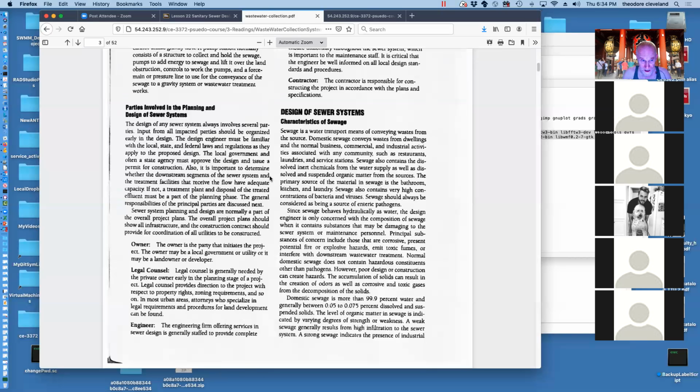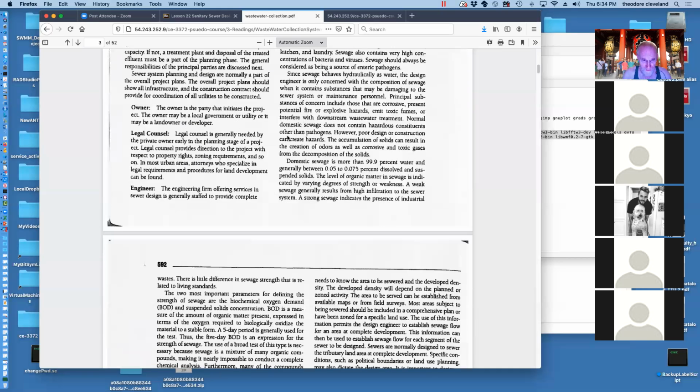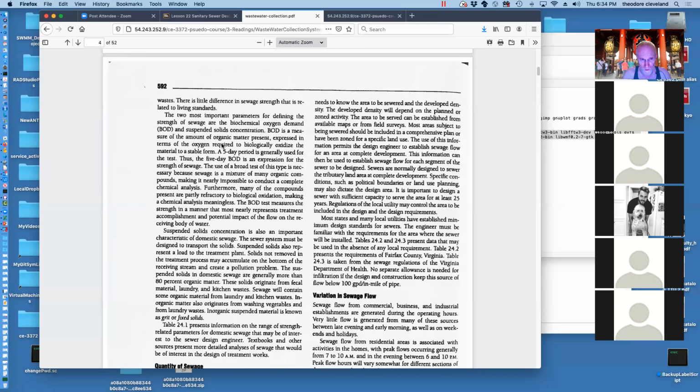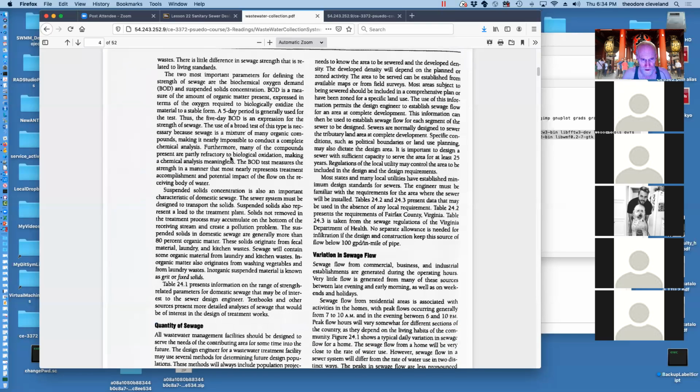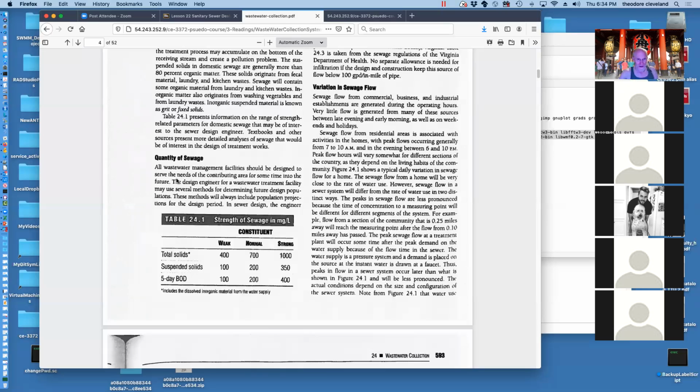Then this chapter discusses characteristics of sewage itself, illustrating that the two most important quality features are biochemical oxygen demand and suspended solids concentration, and you've probably measured both in the environmental engineering course. They've been around a while and they're still in use, and they're pretty good metrics of the performance of a system.